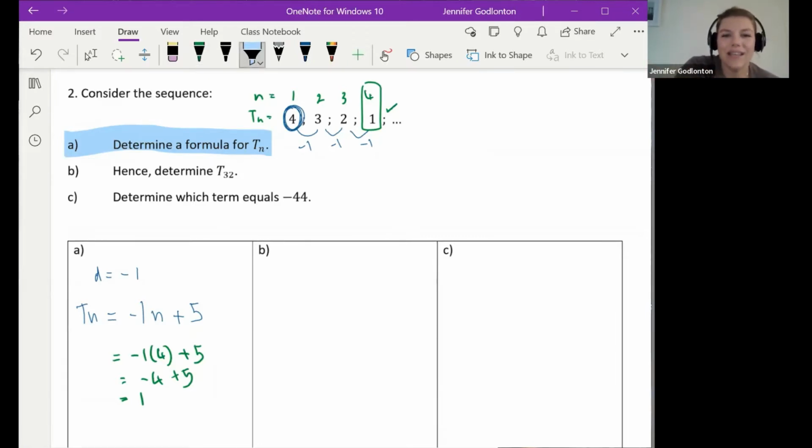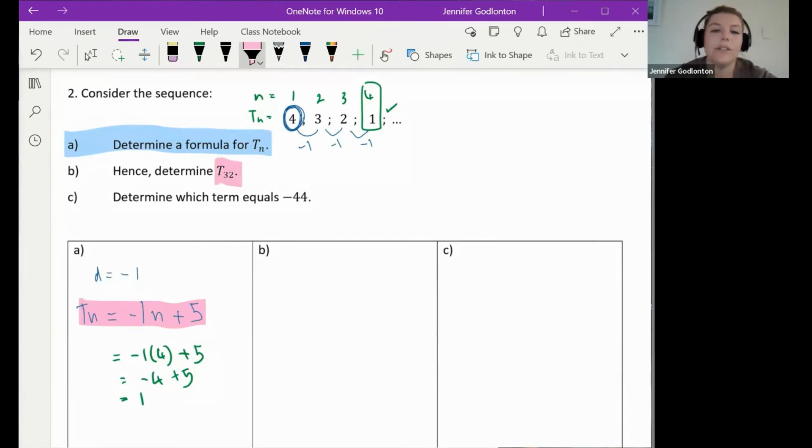Okay, let's have a look at the second question. The second question is saying hence. Hence is just a fancy word for saying you've figured something out. Use the information you figured out to do this next question. That's all it means. So it's basically saying we need to use this formula that we have figured out.